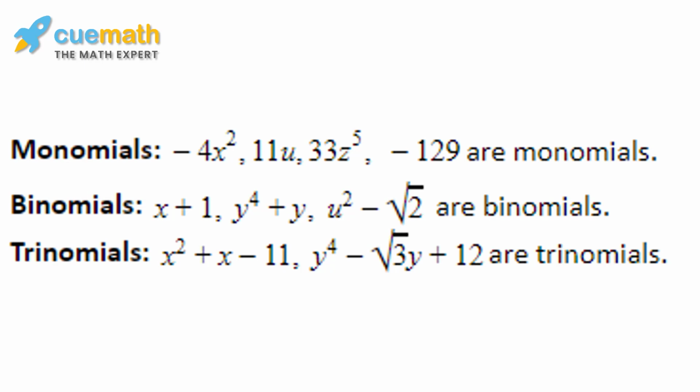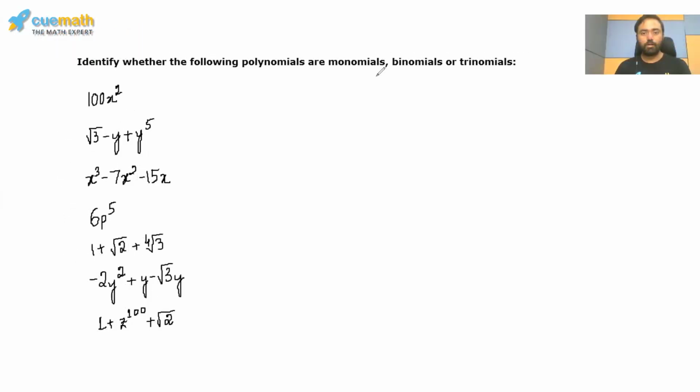Let's now look at a question on how we can identify a polynomial based on its number of terms. In this question, we have been given a set of polynomials and we'll have to identify whether they are monomials, binomials, or trinomials. Let's start from the first polynomial. It's 100x squared. We see that there is a single term in this polynomial, so this is a monomial.